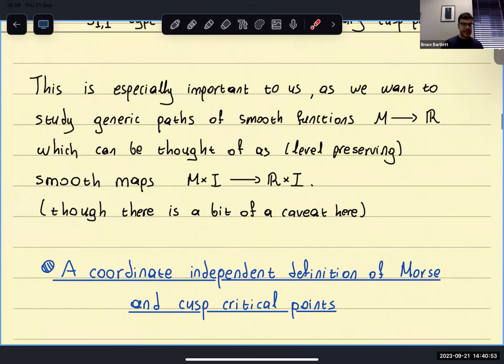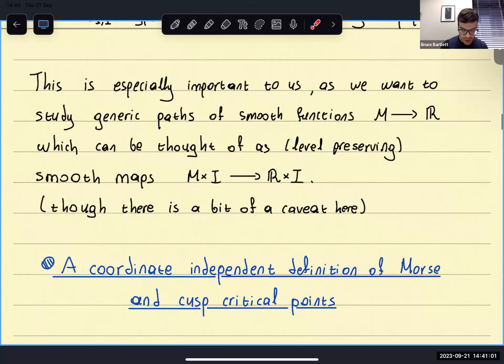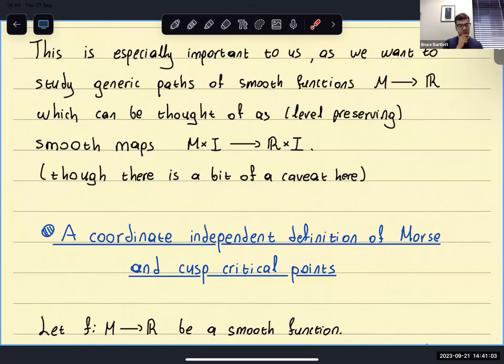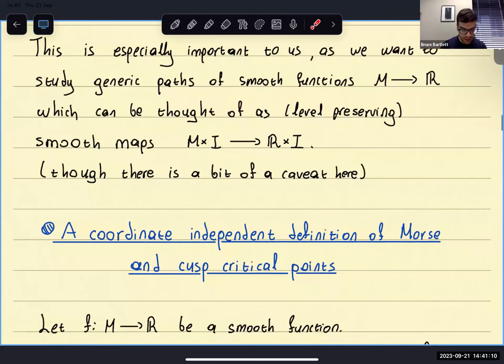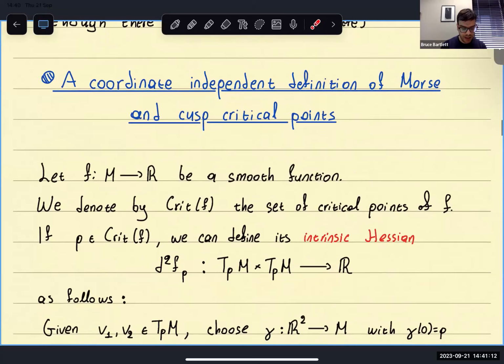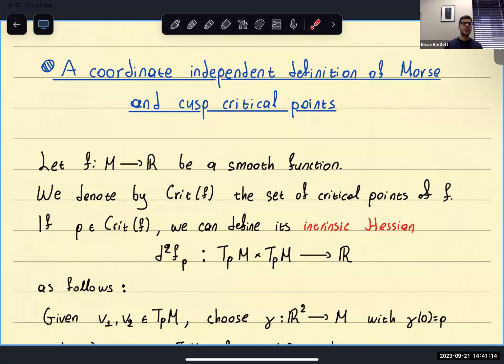Yeah, the next thing that I want to talk a little bit about, maybe that's coming late in the series of talks, is a coordinate independent definition of Morse critical points and cusp critical points. This isn't super important, but I think it's nice to have. So I'll go through it a little bit quickly.